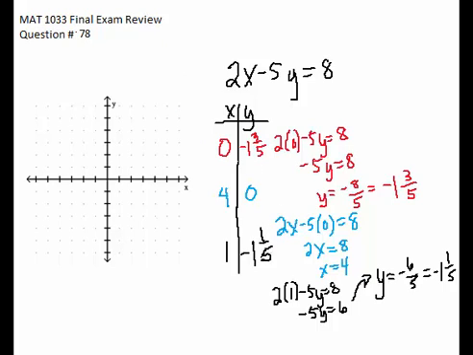Okay, then I graph the three ordered pairs on the set of axes. So (0, -1 and 3/5) would be, say, about here. Make that a little bolder. And then (4, 0), 1, 2, 3, 4, 0. And (1, -1 and 1/5), approximating there. And then we connect. Show that the line continues in those directions, and there's the graph.